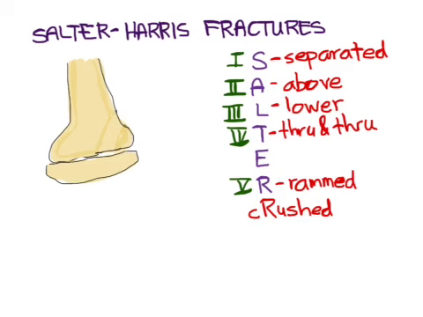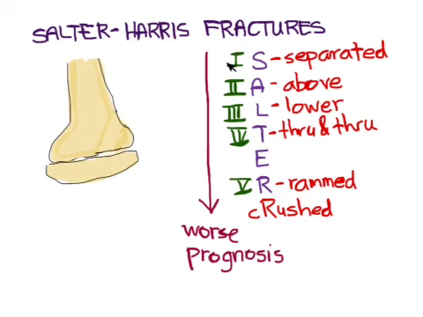Now, these fractures were initially classified this way as more of a prognostic tool. So the further down you go, the worse the prognosis is. With these Salter 1s doing very well, and the Salter 5s, future growth may be compromised. Salter 1s you might be able to get away with just simple casting, and this would likely require operative repair.